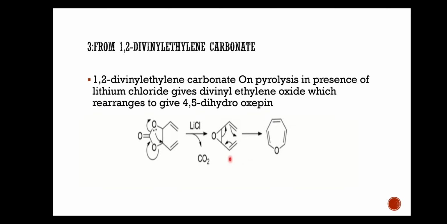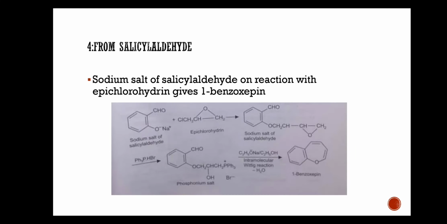Then the third one is from 1,2-divinyl ethylene carbonate. Pyrolysis of 1,2-divinyl ethylene carbonate in the presence of lithium chloride, which acts as a catalyst, gives a mixture of cis and trans divinylene oxides, which undergo rearrangement to give oxepine. So first, in the presence of lithium chloride, a mixture is formed, which then undergoes rearrangement to give the final product, which is oxepine. Then the fourth method is from salicylaldehyde.